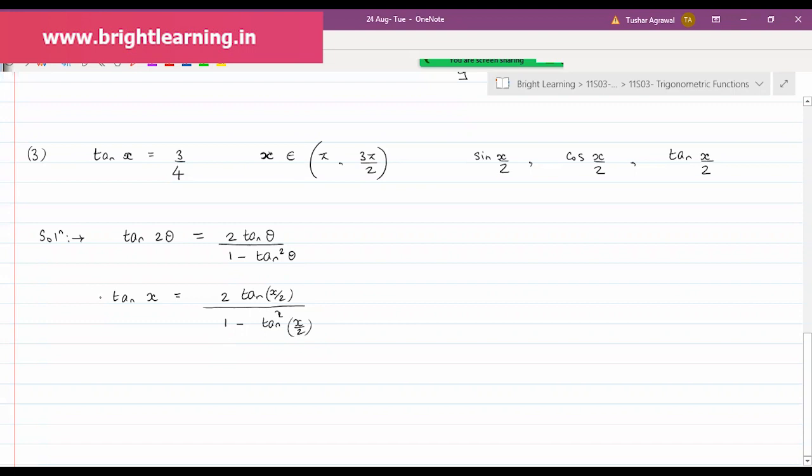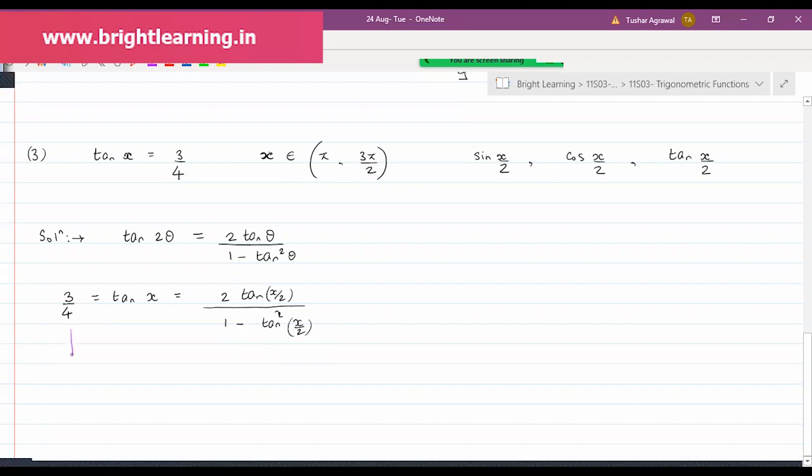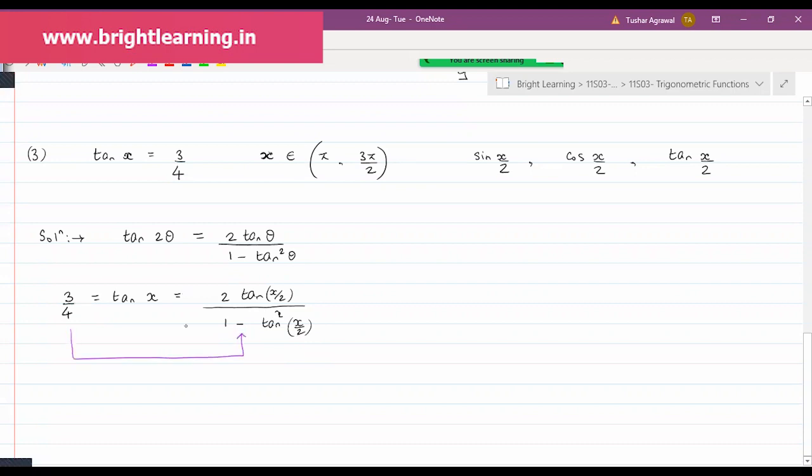So now, tan x is equal to 3 by 4; substitute that value. And you can solve this quadratic equation. You see that 3 by 4 is equal to 2 times tan upon 1 minus tan square. You cross multiply and solve, and some quadratic equation will get formed.